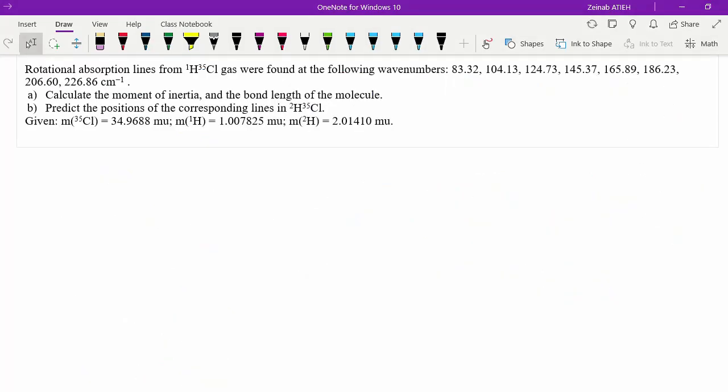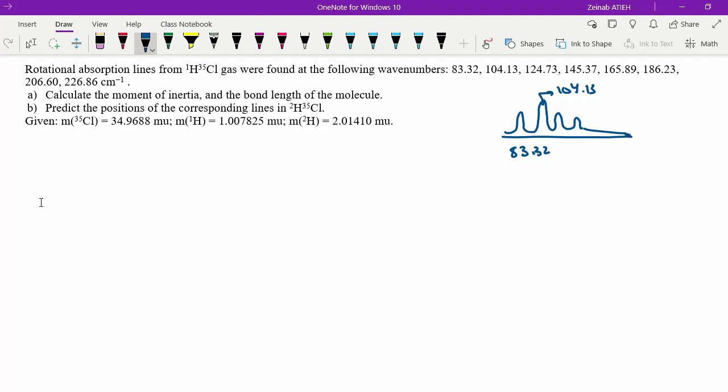This exercise says rotational absorption lines from H1Cl35 gas were found at the following wave numbers. The wave numbers are given in centimeter minus 1. So these numbers correspond to the wave numbers. So if we have a spectrum, we will have lines, okay? And the wave numbers are at 83.32, this one is at 104.13, etc. So in part A, he's asking for the moment of inertia and the bond length of the molecule.